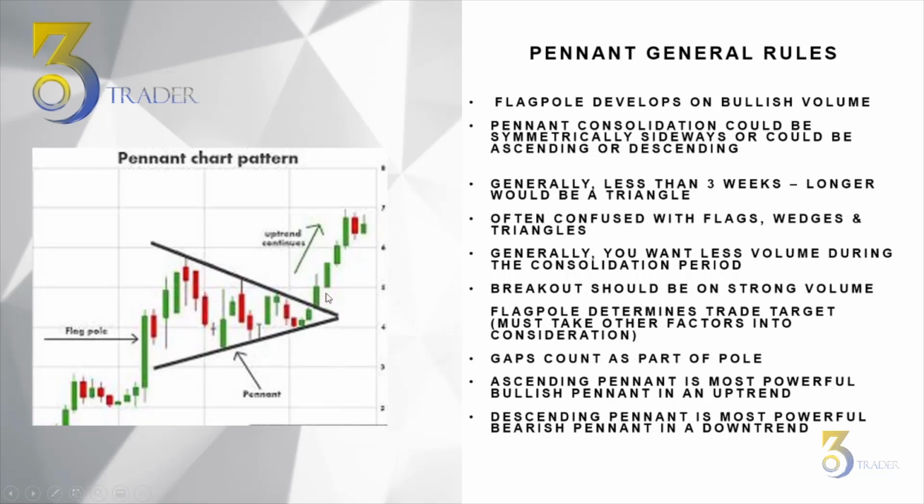And then, of course, what do we want on this breakout? Boom! We want that nice volume spike. We want this breakout on strong volume. If we don't get that, then this could end up being a false breakout, a fake out, a head fake. I call it head fakes or a false breakout. So you want the breakout on strong volume, a good move. And then the flagpole determines your target on the pennant, just like it did the flag. The flagpole determines your target coming out of the pennant.